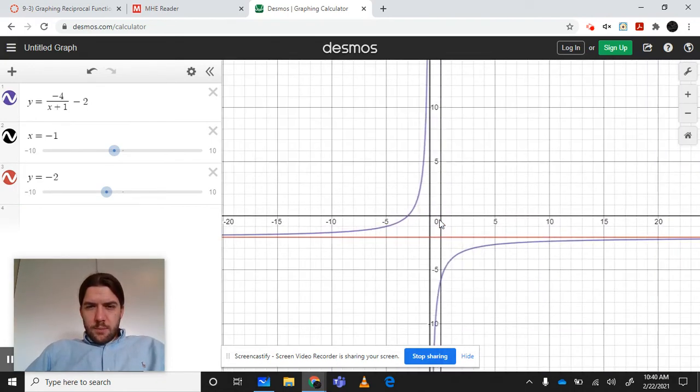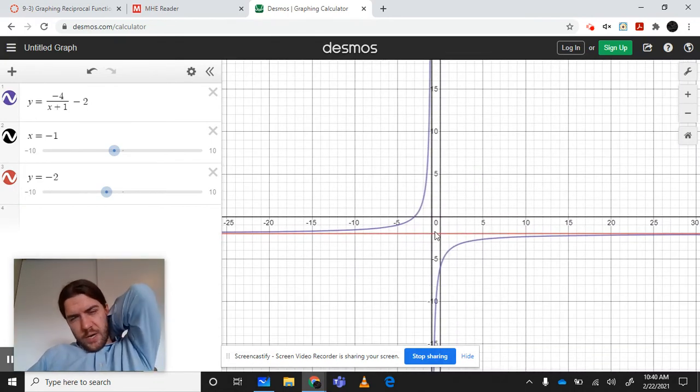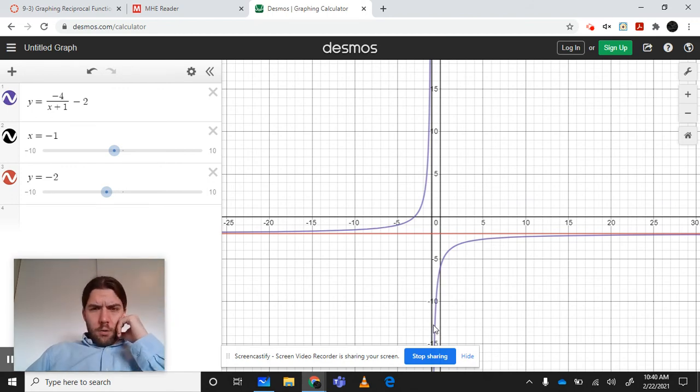Okay, so if we're asked about domain and range, well, our range is all values except for -2, right? For y values, we go all the way up to infinity. We come down, we almost hit -2. We start at negative infinity, we come up, we almost get to -2, but we never make it to -2. So our range is all values other than -2.